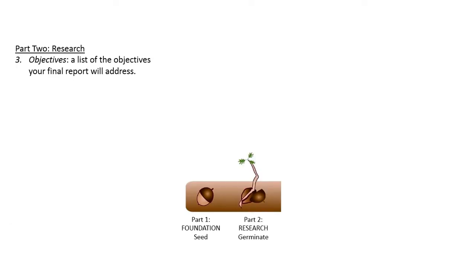The second part of this class is known as research. This is where the seed germinates. With the proper amount of water, sunlight, and care, the seed breaks through the ground and you start to see the beginning of a tree. Now, what's involved in Part 2 here of research?